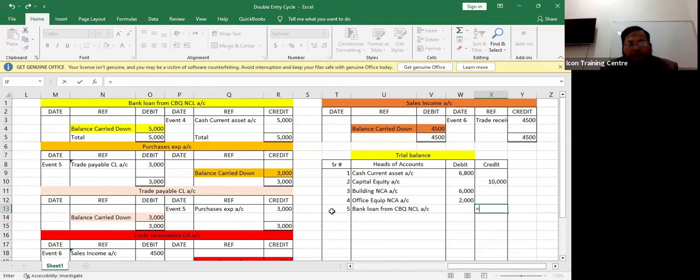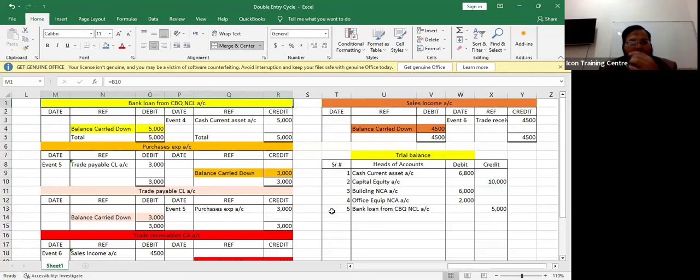Why? Because there is only one transaction, which was on event four. And this is our bank loan account, a non-current liability. So it increased because of cash. We took a loan from the bank of 5,000. So there is only one entry on the credit side. The total comes out to be 5,000, and the balance you put on the debit side is 5,000. That is absolutely right. So that will be credit balance.